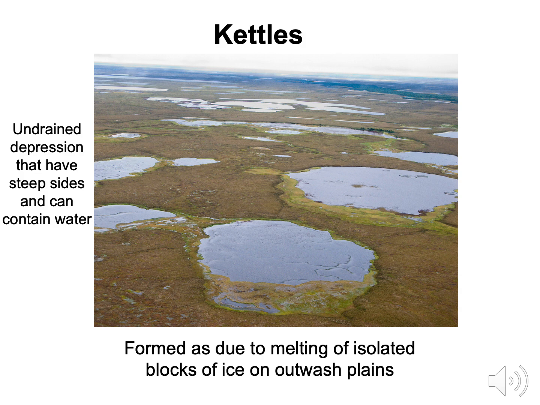The way that kettles form is they form when an isolated block of ice has detached from the glacier in the outwash plain, and then that isolated block of ice melts, and as it melts, it's going to create a depression and fill that depression with water, forming a kettle or a kettle lake that we see here.